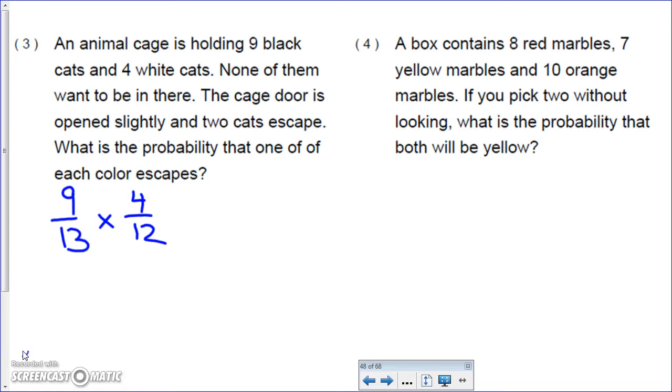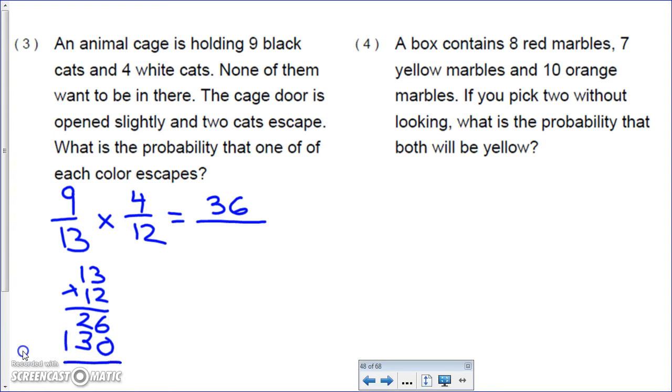Then we're going to multiply across, so 9 times 4 is 36, and then we're going to multiply 13 by 12, which gets us 156. Then we can divide both of them by 12, and we get 3/13.